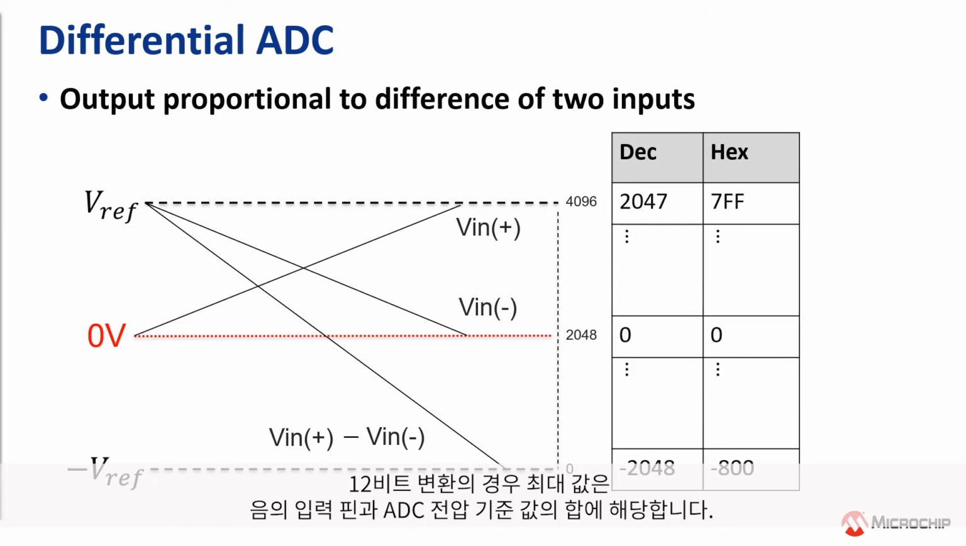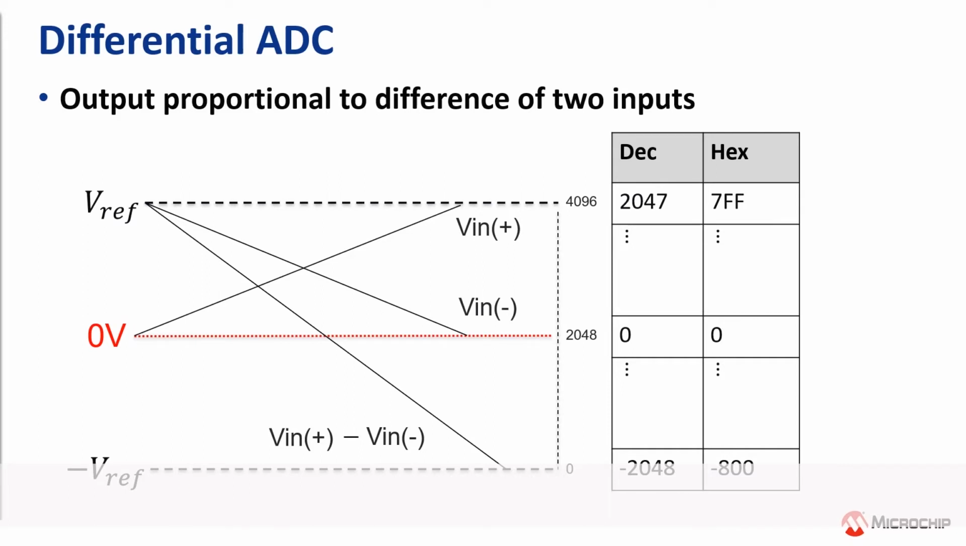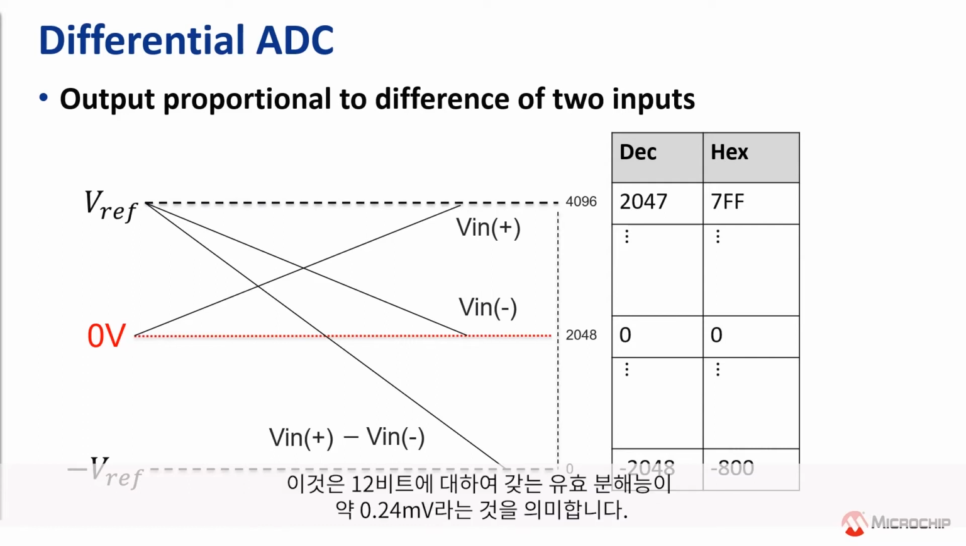For a 12-bit conversion, the maximum value will correspond to the sum of the negative input pin and the ADC voltage reference value. The same is true for the lowest value. This means our effective resolution is approximately 0.24 millivolts, which gives us our original 12 bits.